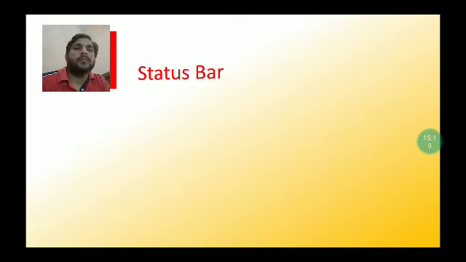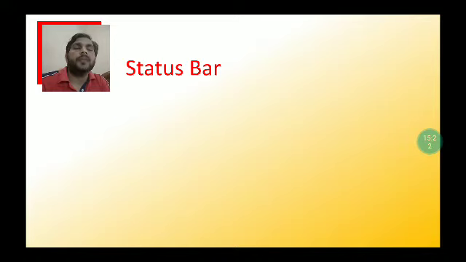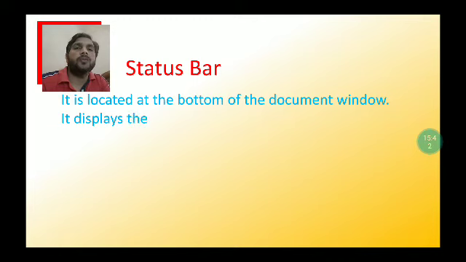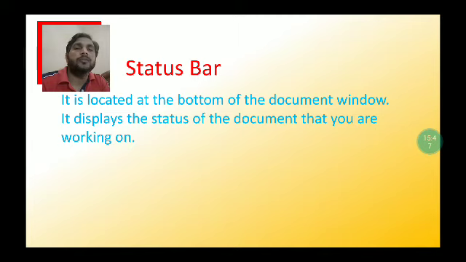So next is the status bar. What is the status bar? As I showed you in the picture, the status bar is located in the bottom corner of the page, and it displays different kinds of information for the user. It is located at the bottom of the document window. It displays the status of the document that you are working on. The information about the document in which we are working is displayed by the status bar.